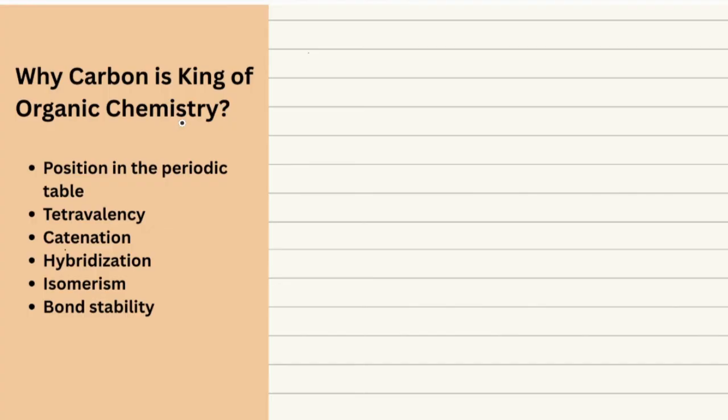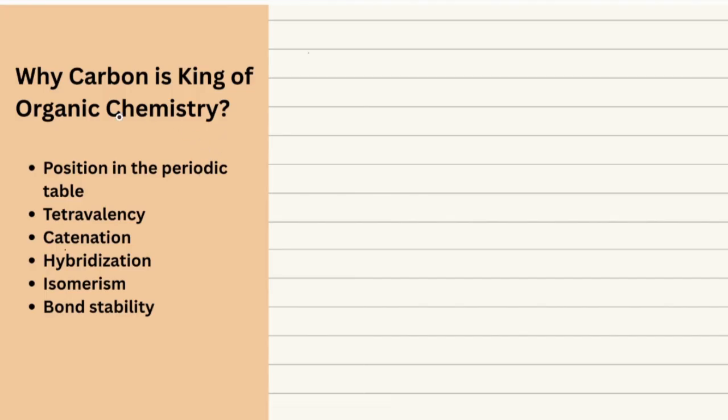Students, just think, why is it that out of 118 elements on the periodic table, the entire branch of chemistry is dedicated to just one element, that is carbon? The answer lies in the incredible versatility of carbon. So, get ready to find out why this simple, abundant element is the undisputed king of organic chemistry.